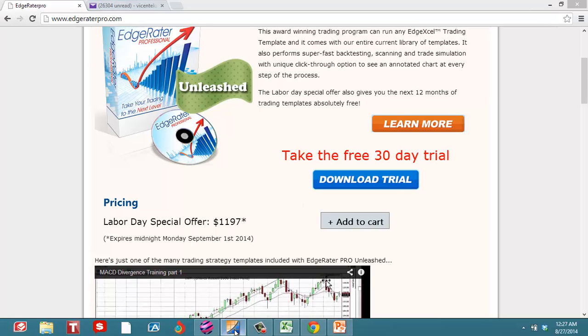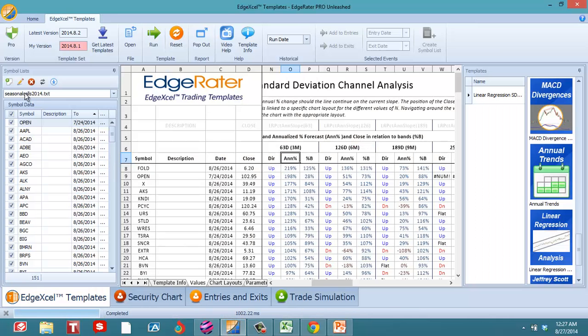Now when I open up EdgeRater, I'm going to look for my seasonal calls. Right here I could look at the symbol list that I want to use. You want to update your data right here. If you're doing this during trading hours, you could do an intraday update right there. And right here you can see what data we're looking at.